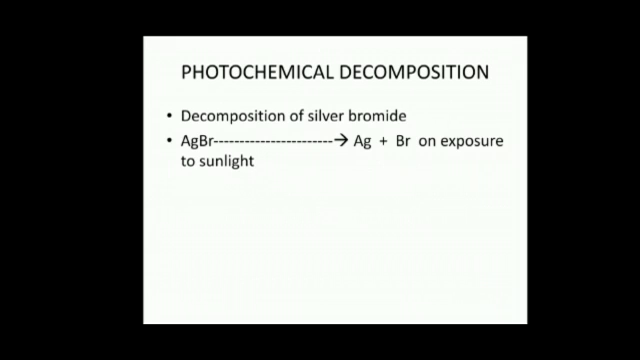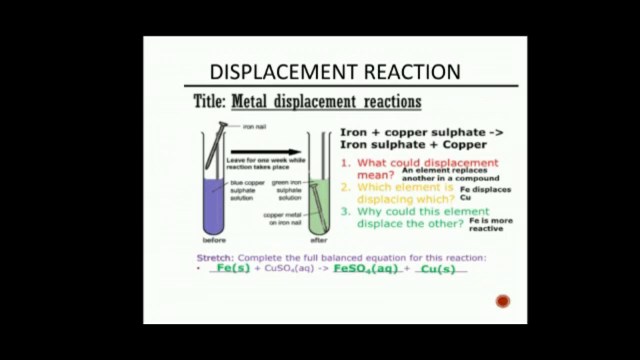Now, next type of decomposition is called photochemical decomposition. Here photo stands for sunlight. There are some photosensitive compounds which on exposure to sunlight break down into their constituents. For example, silver bromide. Formula of silver bromide is AgBr. It breaks down into pure metallic silver and bromine. Now let's go for the next type of chemical reaction.